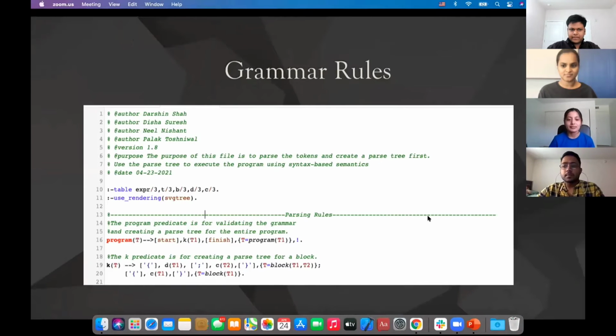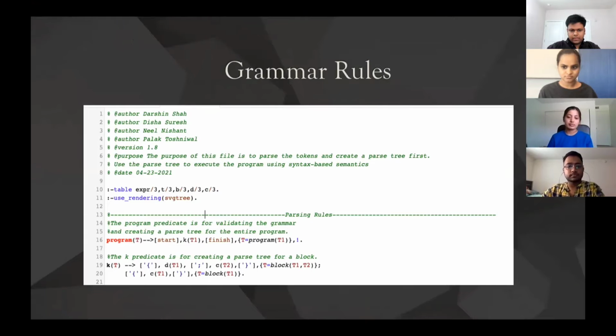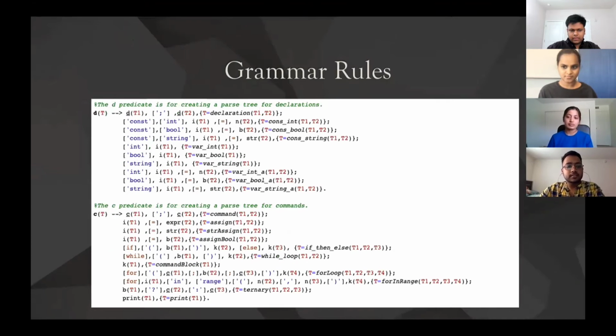Thanks, Disha. The grammar of this language is written in Prolog. The program predicate here helps to evaluate the structure of the whole program and creates a parse tree. The D predicate is for creating a parse tree for the declarations. In the declarations, we can have constant declarations, we can have variable declarations, and we can also assign the values in the declaration itself.